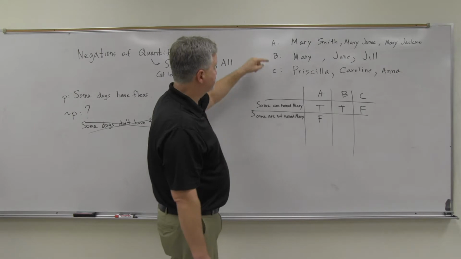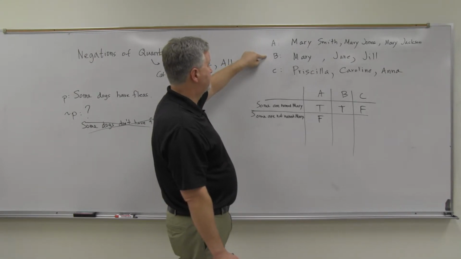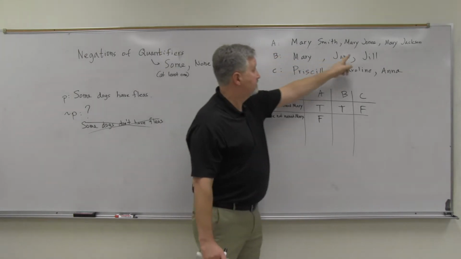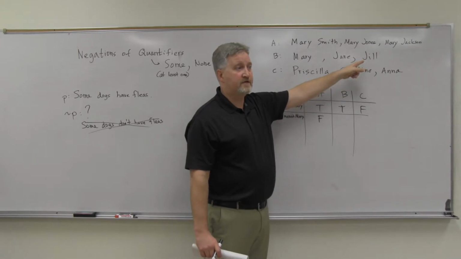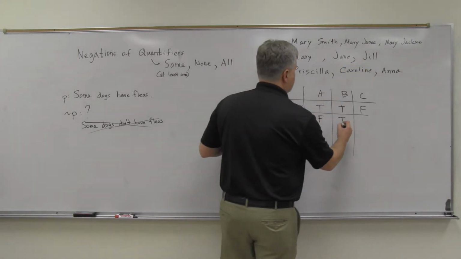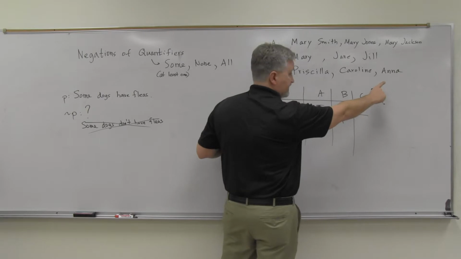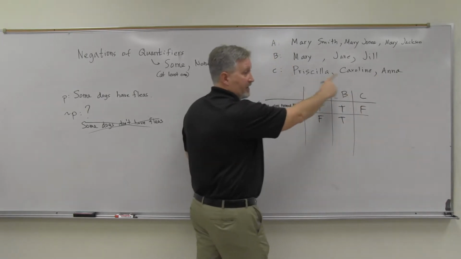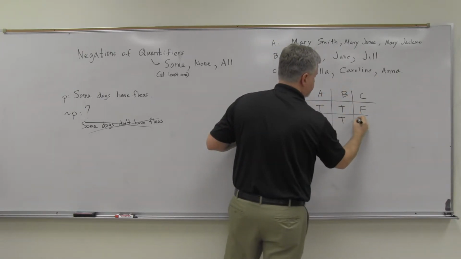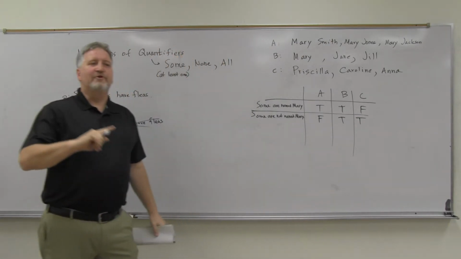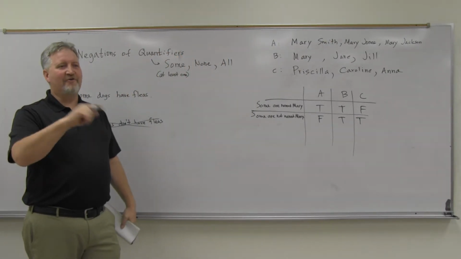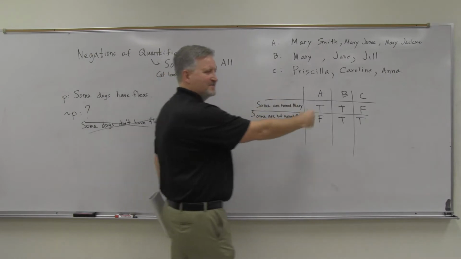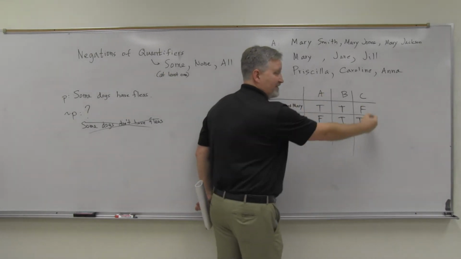Group B, some of them are not named Mary. Yeah, there's a couple of them that are not named Mary, right? So that's true. Some of them are not named Mary in group C, yeah? Yeah. We've got 3 that are not named Mary. So looking at that, is that a negation in all situations? Are those negations? Well, they're negations here and here, but what about here?